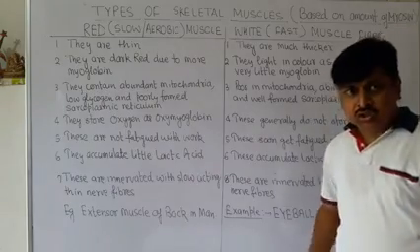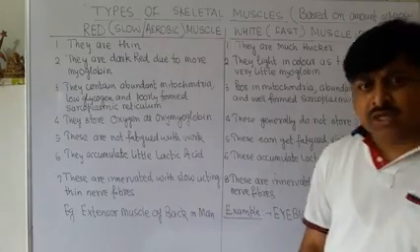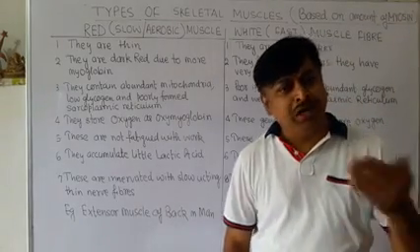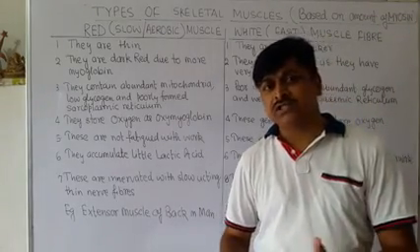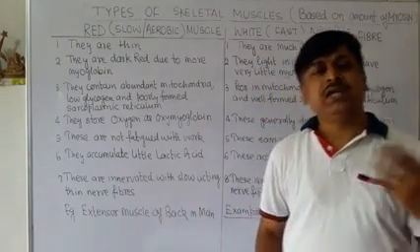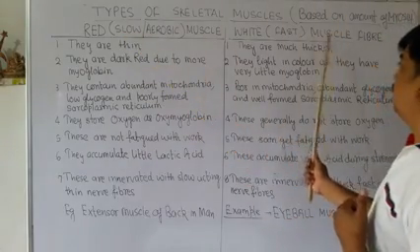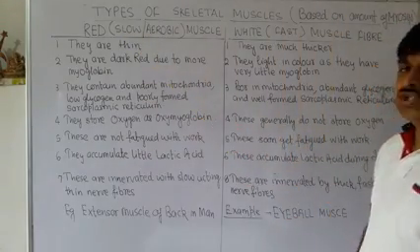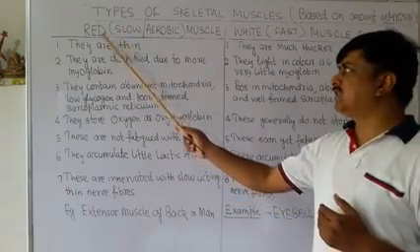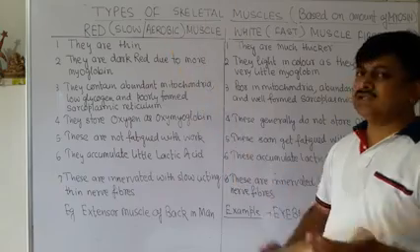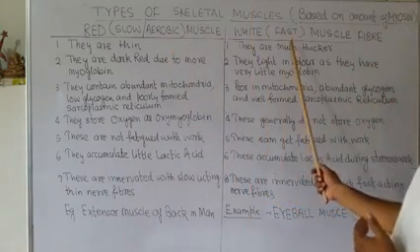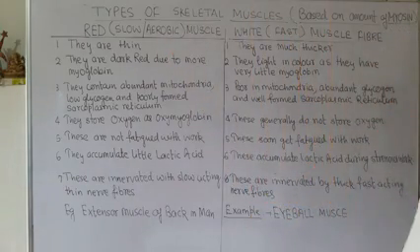Clear student? So on the basis of presence of myoglobin, there are two types of muscles, red muscles or white muscles. Clear student? So red muscles, they are also known as the slow muscles or aerobic muscles, whereas the white muscles, you can say they are known as the fast muscles.